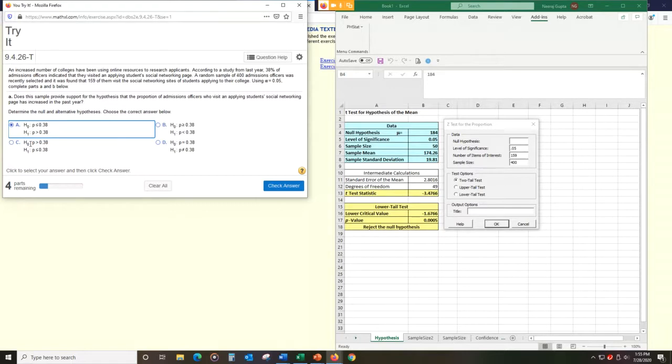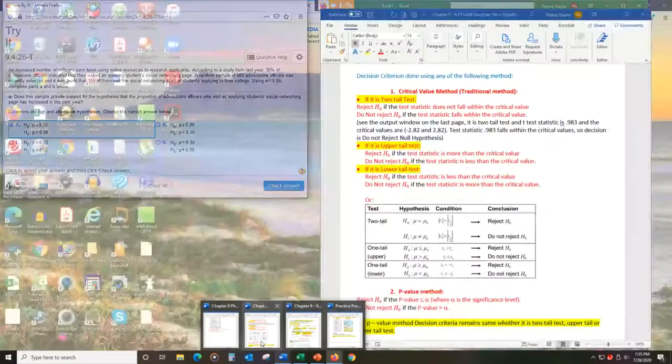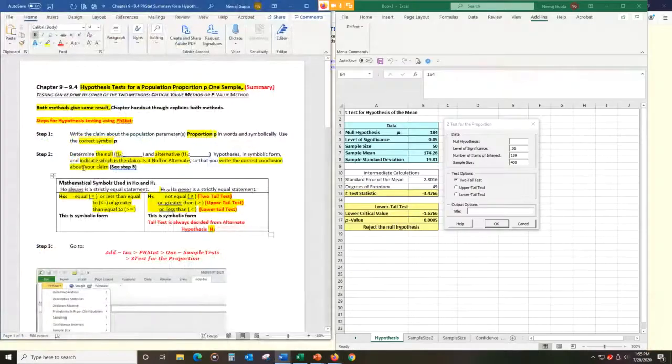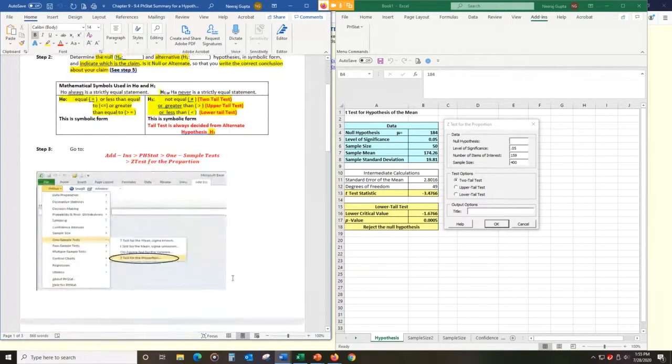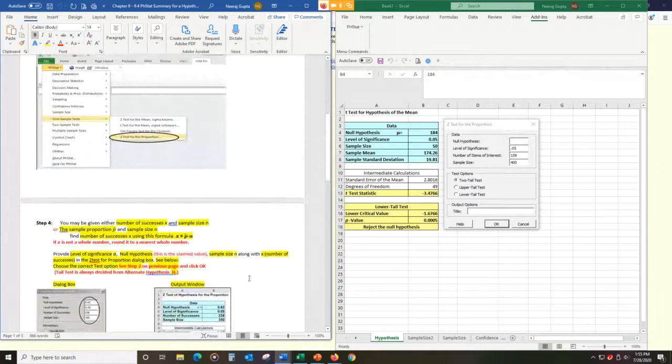H0 is my null hypothesis. Null hypothesis can never be strict greater than or strict less than or not equal to. It has to be either equal to, less than equal to, or greater than equal. Do you understand? Does it make sense?